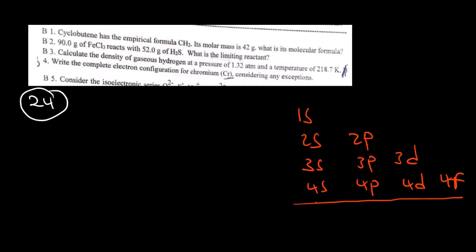After 4d, what comes there? It will be the 4f, and I think that's all, because chromium is in the 4th period, so we cannot go into the 5th period there. These are the electronic orbitals that we will fill. Some of them, we won't fill all of them. Since chromium has 24 electrons, let's start filling these electrons into those orbitals. We have to know that the s orbital takes only 2.